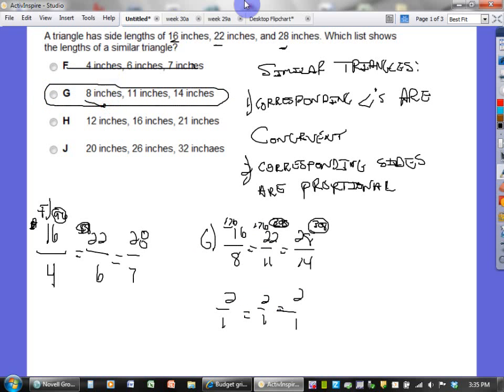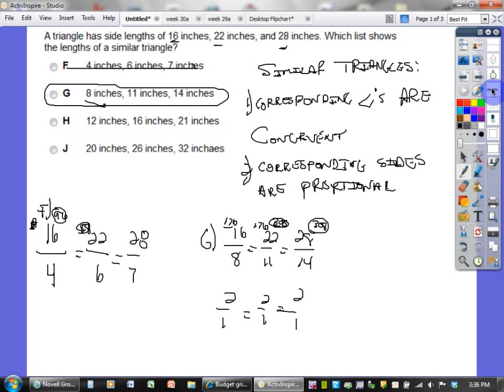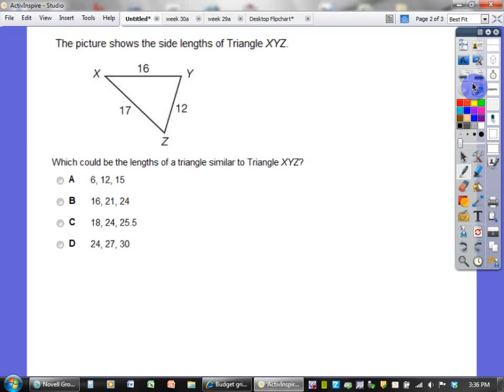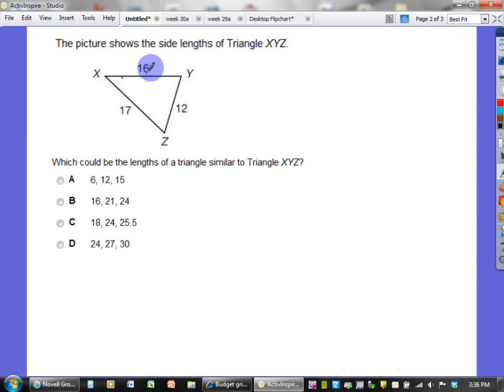And once again, to review the steps, I just say the short side in the problem, short side in the answer, middle side in the problem, middle side of the answer, long side over long side, and just do the cross products or simplify. So let's look at this question. It's very, very similar, except this time we have a picture.